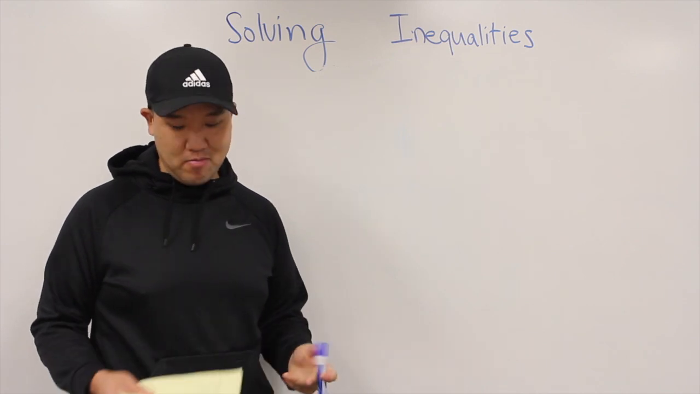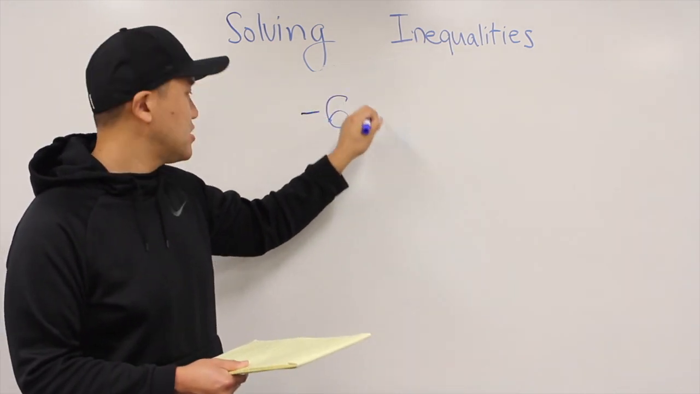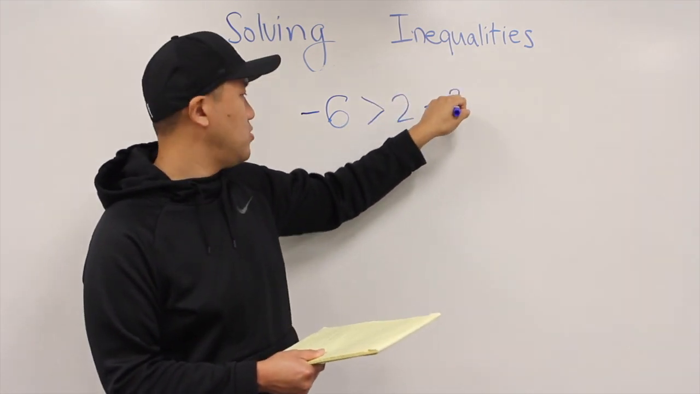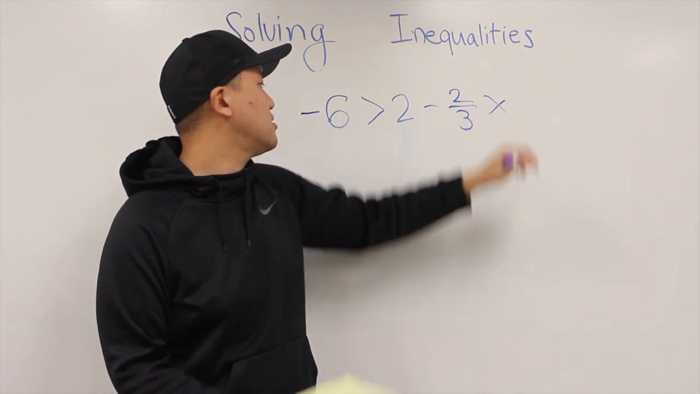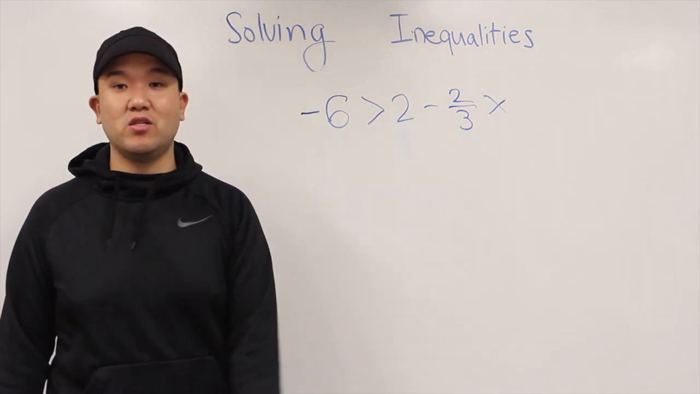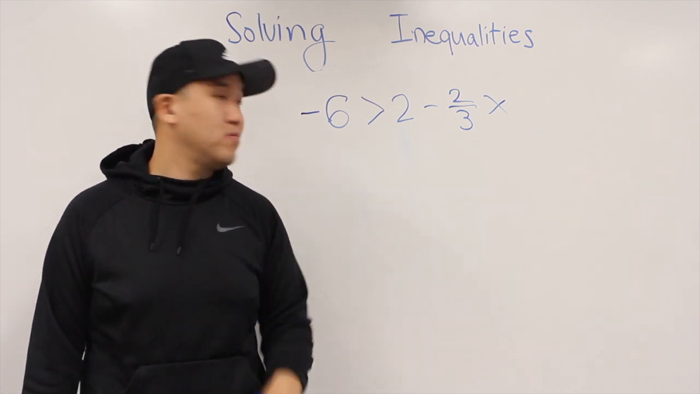Alright, our last problem, our advanced problem, negative 6 is greater than 2 minus 2/3 x. Little tricky, but we did one with multiplying fractions. Look at your notes. About 30 seconds to a minute. Last problem, try your best. Go.